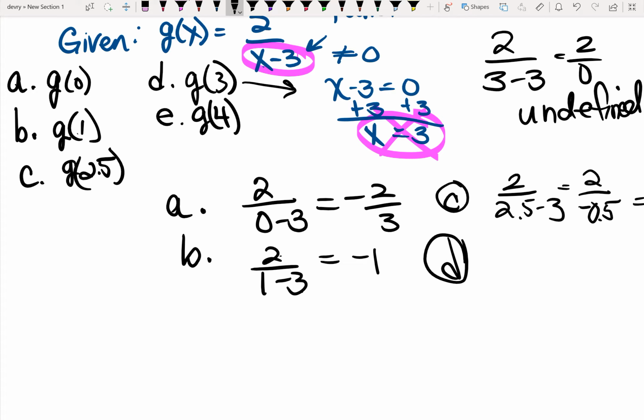And the last one I gave you was E. So I'll do E up there. In E, I substituted in 4, so I have 2 over 4 minus 3, and so our answer for that should be just plain old 2, because this results in 1. So you really have 2 over 1, which is 2. That's example 1 of this section. I did quite a few examples there.